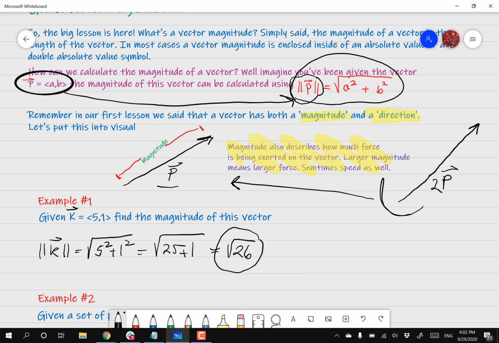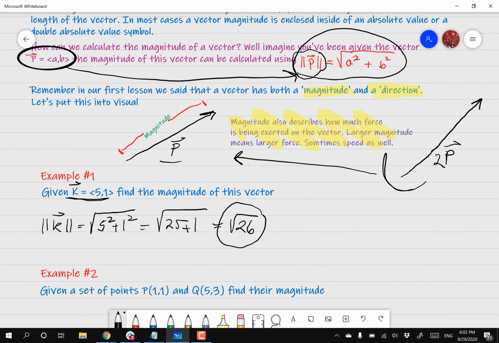So nothing too complicated here. If you're given a vector, such as the one that we have here, and you're asked to find the magnitude of that vector, all you're doing is using that formula above, okay? You're basically taking your first component, squaring it, second component, squaring it, and then taking the square root of the whole thing. Once you do that, there is your magnitude. There is the length of that vector, okay?